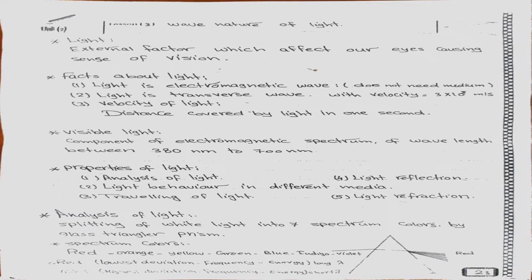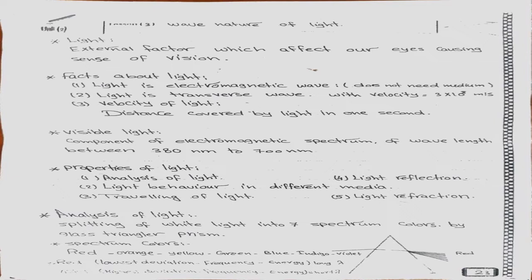What are the properties of light? The properties of light are 5 points. Today we are going to study the first two, and 3, 4, and 5 in the next lesson. Properties of light are: analysis of light, light behavior in different media, traveling of light, light reflection, light refraction.